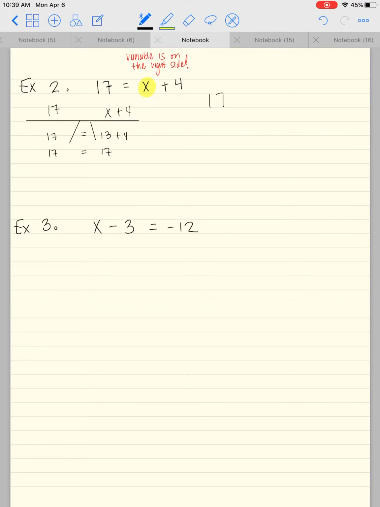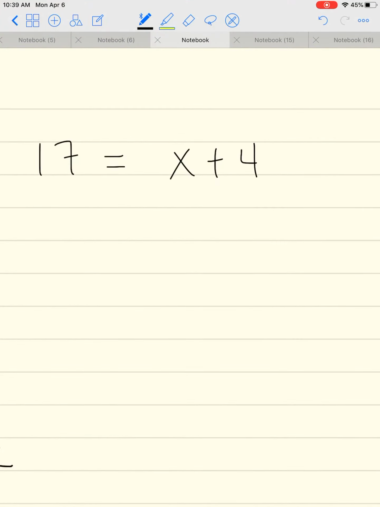Now I'm going to rewrite my equation. Here it is. Identify your variable. In this case, my variable is x. And remember, the goal is you want to isolate the variable. Okay, great. I got that. Identify my variable as x. I want to leave it alone. How do I leave it alone? I do the inverse operation of whatever is with the variable.